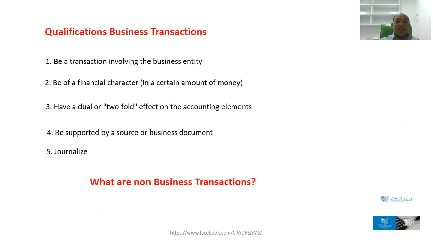And then the last, it can be journalized. Meaning you have an entry of debit and credit. It should be entered in the journal. Okay, so what are non-business transactions? Non-business transactions are those that are missing one of the qualifications of a business transaction. So what you need to do is remember those 5 qualifications.